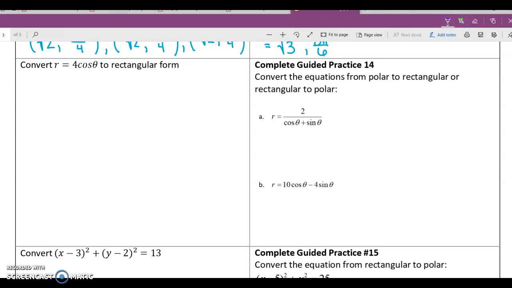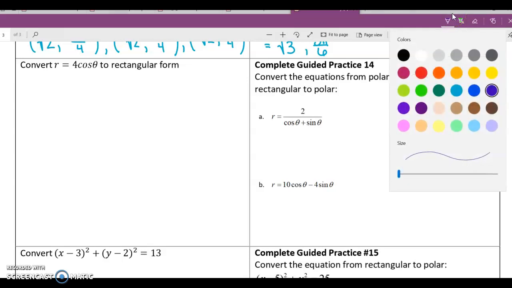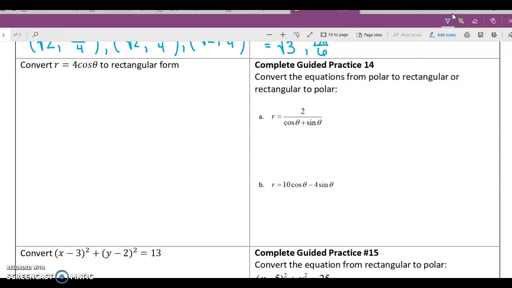Hello everyone, welcome to day 2 of polar coordinates. Today we are actually going to be working with polar equations. So instead of just working with points in the polar coordinate system, we're going to be working with equations in the polar coordinate system. An example of a polar equation is something like this.